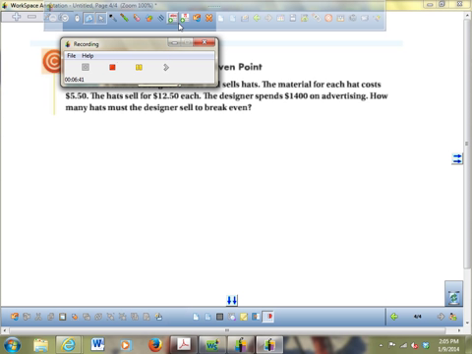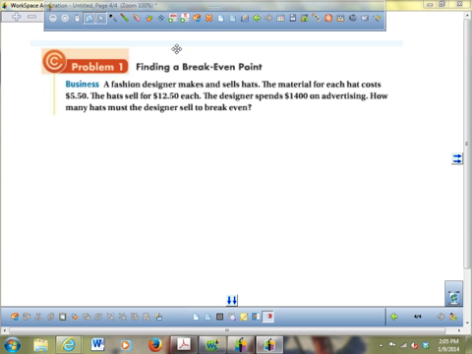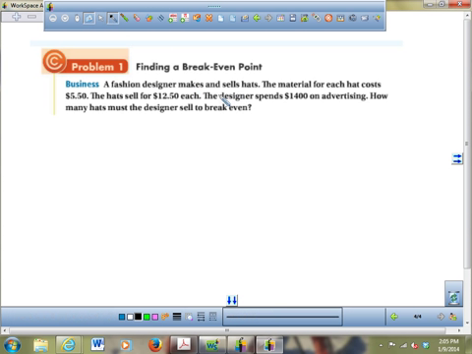Okay? So this is an example of a break-even problem. Typical. They like these on the TCAPs. I like these on tests. A fashion designer makes and sells hats. The material for each hat costs $5.50. The hats sell for $12.50 each. The designer spends $1,400 on advertising. How many hats must the designer sell to break even?